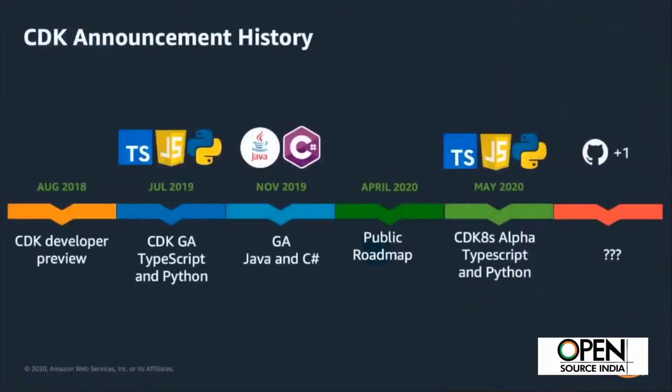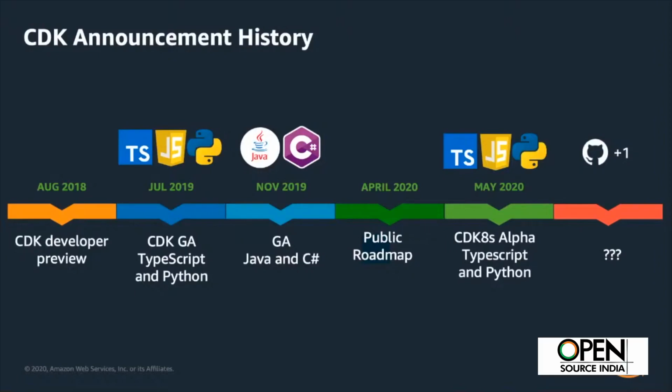CDK was announced in August 2018. It was in developer preview. Just last year, we went GA, that is generally available, for a few languages that we announced last year. This year, we also announced the public roadmap. So if you're interested to know where we are taking CDK further, it's available publicly on GitHub.